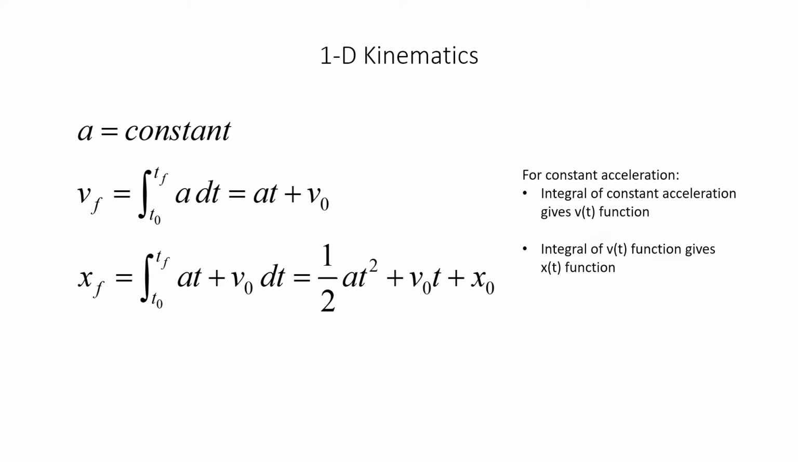For constant acceleration, we can take the integral of the acceleration, and it's a simple function. So if a equals constant, when we take the integral of that, we get the velocity function from t0 to t final. That just gives us the acceleration times time plus the constant v0. When we substitute that velocity function into the integral for the position function, we come up with our kinematic equation, 1/2 at squared plus v0t plus x0 equals x final.